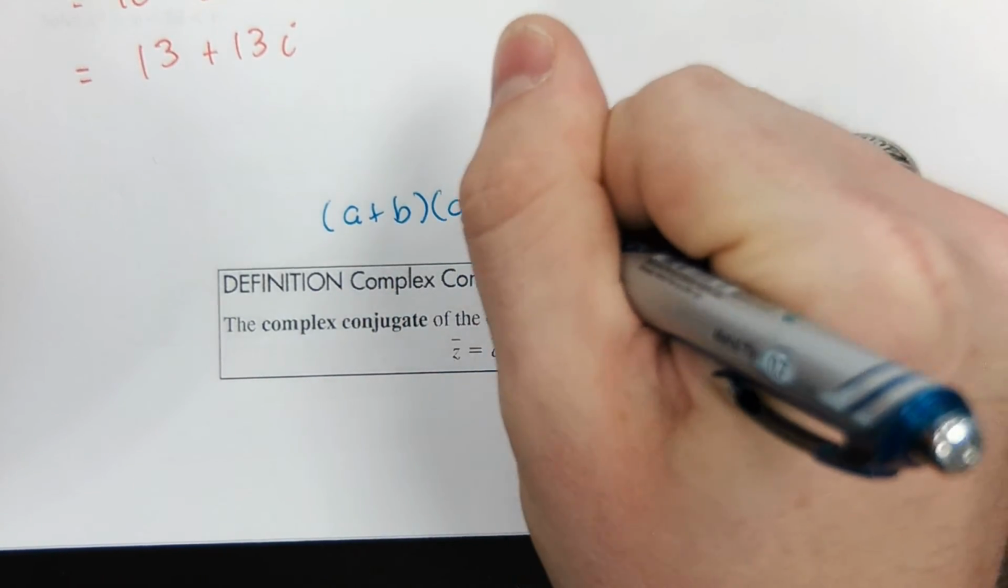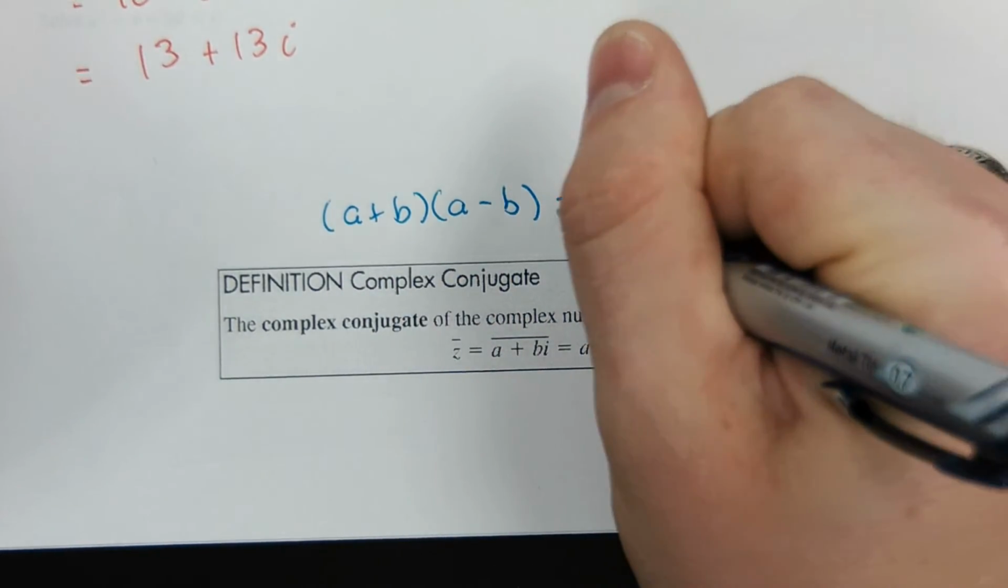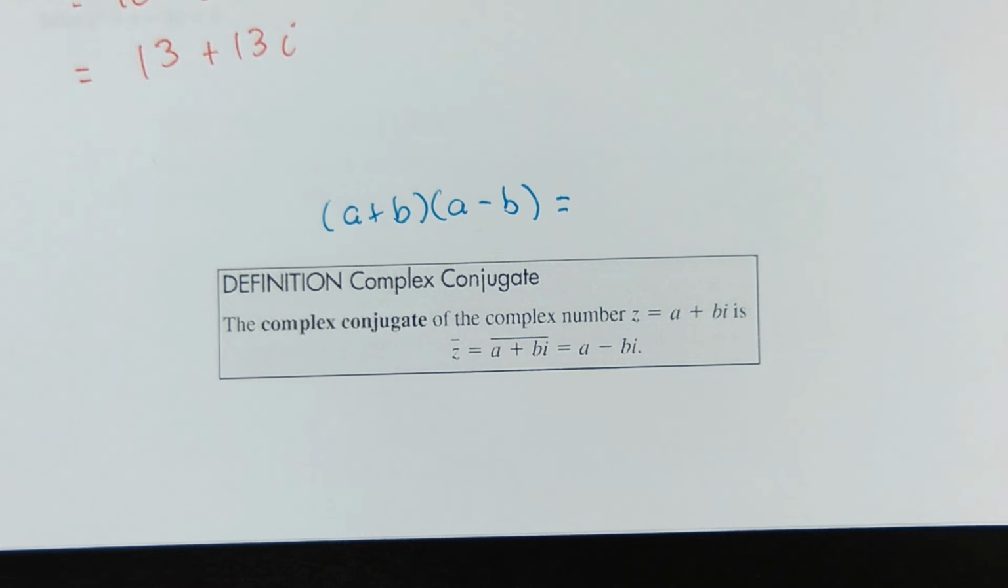You've technically been dealing with them since Algebra 1. A plus B and A minus B represent conjugate values. All that changed was the symbol on the second part. What do you always get when you multiply A plus B and A minus B? A squared minus B squared. Yeah, you get the difference of two squares, A squared minus B squared.